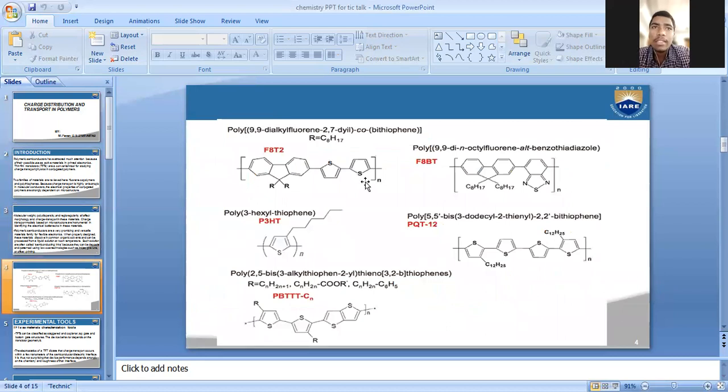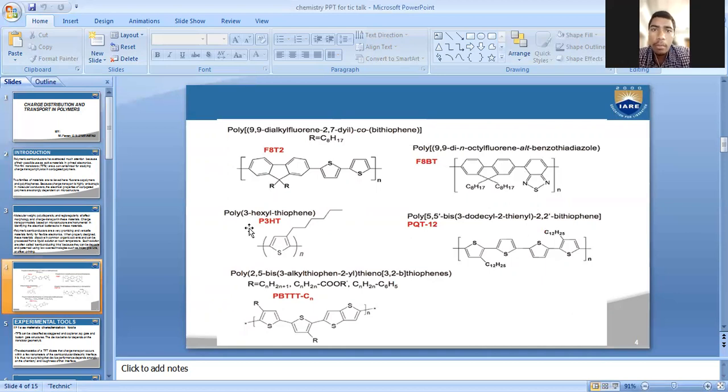These are the structures of some of the polymers which we are discussing later. The first one is poly(9,9-dialkylfluorene-2,7-diyl-co-benzothiadiazole). The general formula is R = C6H17. This was the structure of the polymer. And the second one is poly(9,9-di-n-octylfluorene-alt-benzothiadiazole). The structure of this polymer is this one.